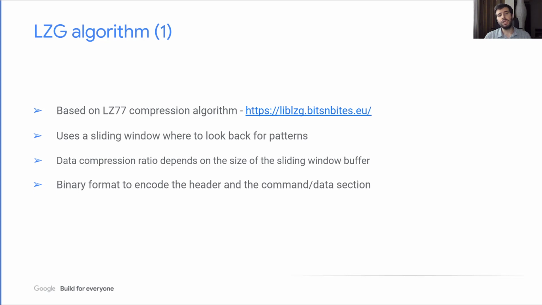The compression ratio of the algorithm depends highly on the size of the sliding window, because a larger sliding window allows finding more and longer patterns, resulting in a better compression ratio. The archive format is binary, and it consists of a header and a stream of commands and data.